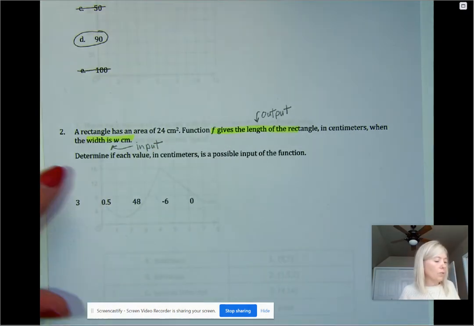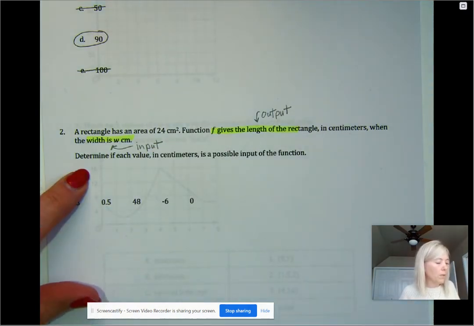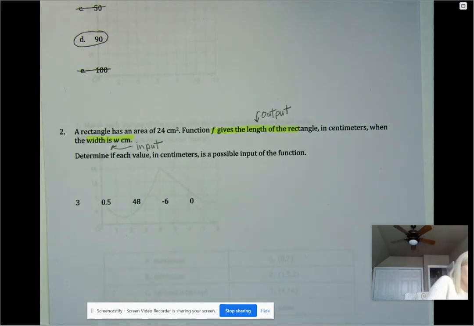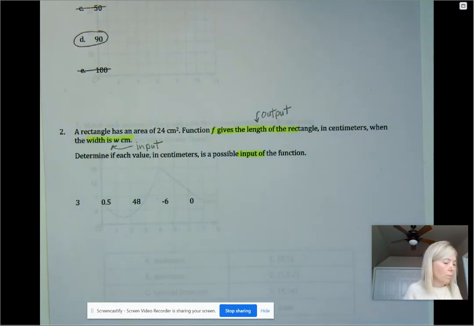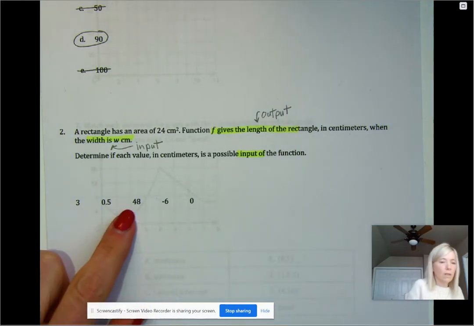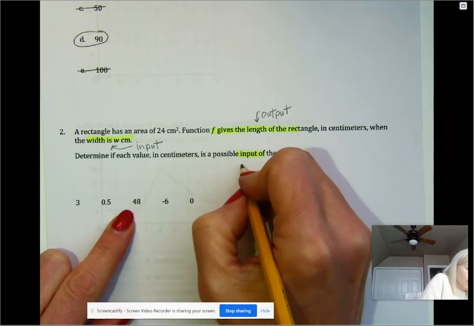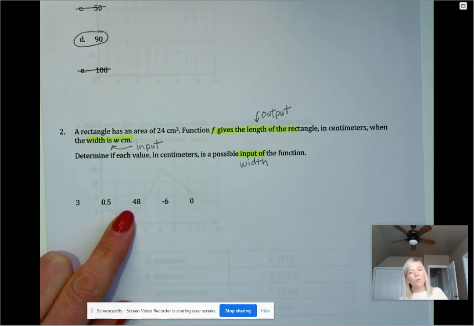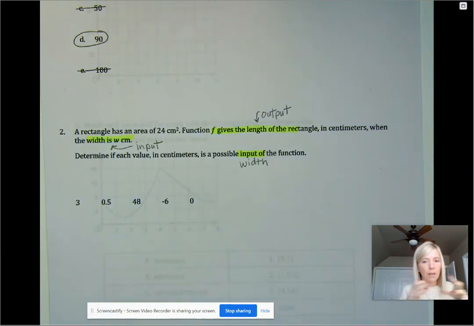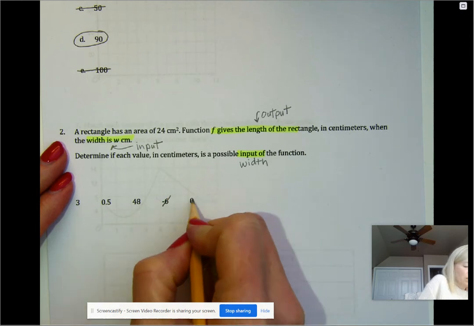So here we're asked to determine if each value in centimeters is a possible input of the function. It's asking us if these are possible values in centimeters of the width of a rectangle. Okay, so I know that a rectangle has length and width, and they have to be positive numbers because if it was 0 or a negative number, we wouldn't have a rectangle. It's not possible. So this is not possible. This is not possible.